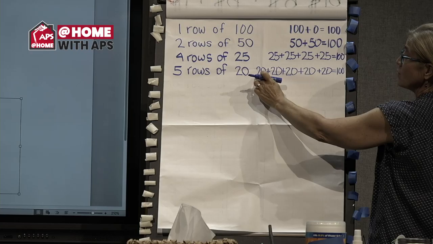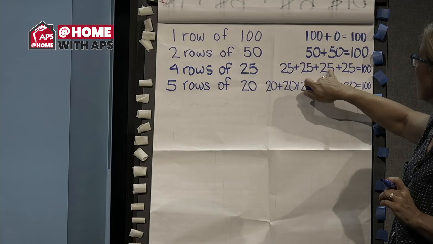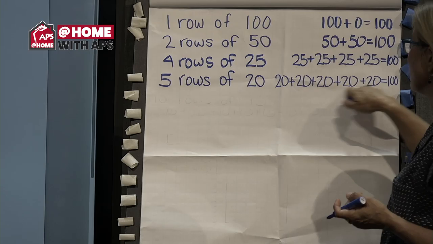We could also count by twos and then put our zeros there, right? 2, 4, 6, 8, 10 would be a way for us to check that that was 100 also. Or if we took these 5s off of here, 5 and a 5 and a 5 and another 5 makes another 20, 5, 10, 15, 20. So that would be how we'd change those around.